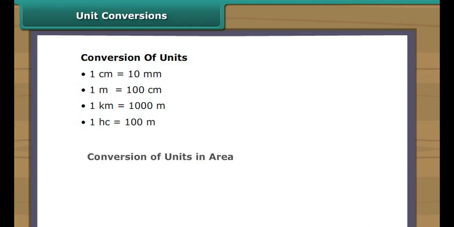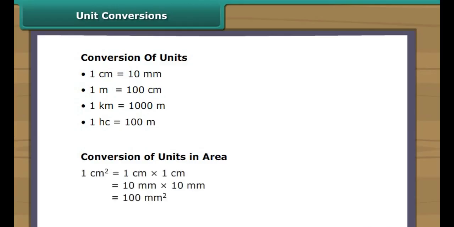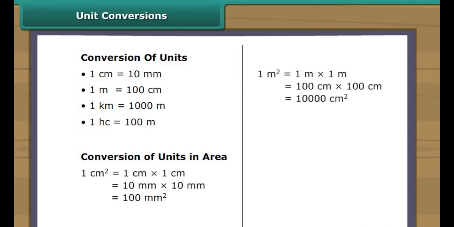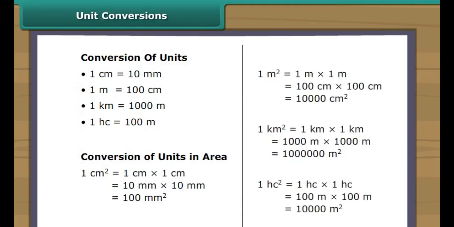Unit conversions. We know that in 1 centimeter there are 10 millimeters. In 1 meter there are 100 centimeters. In 1 kilometer there are 1000 meters. In 1 hectare there are 10000 square meters. Sometimes we require changing from a bigger unit to a smaller unit. Now we know the basics of the unit system, so we can easily convert from a bigger unit to a smaller unit as follows.